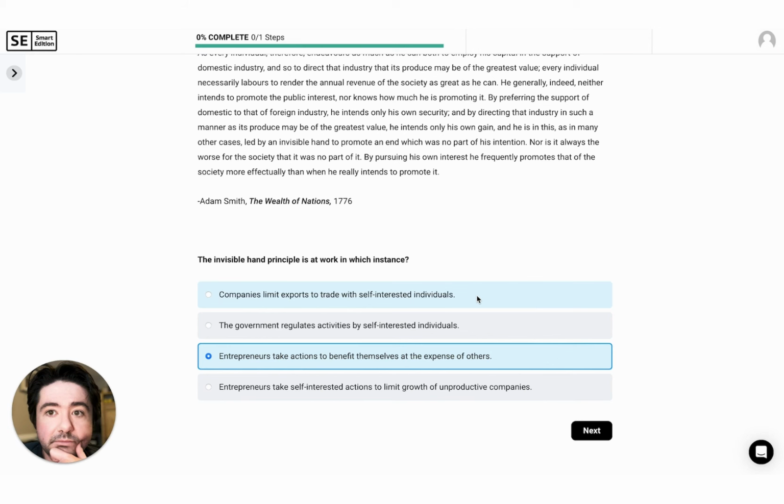And D, entrepreneurs take self-interested actions to limit growth of unproductive companies. Well, here's the thing. Remember when I said earlier that if I'm looking out for me and don't care about my neighbor, I also don't care about what he's doing or if he's unproductive or not. I'm not paying attention to how my neighbor is making more or less today than yesterday. I'm only making decisions that affect me. So through that process of elimination, entrepreneurs will always take actions to benefit themselves at the expense of others. Because as we remember, there's only so much money in the economy.